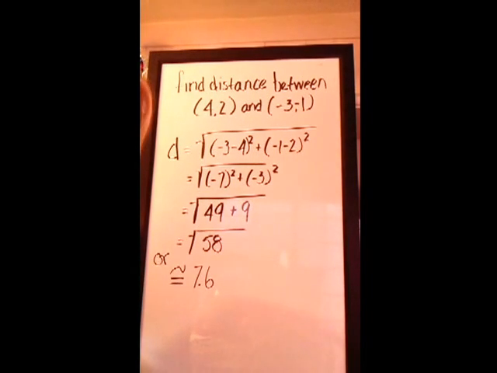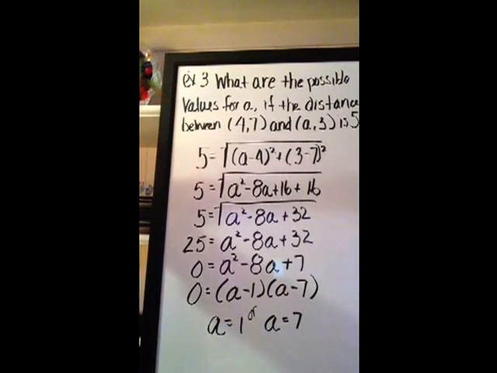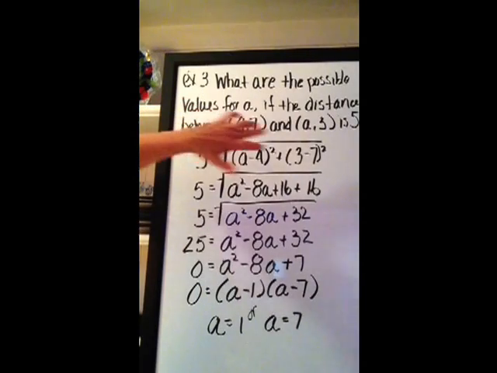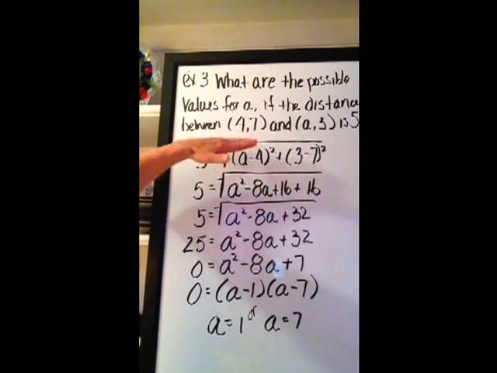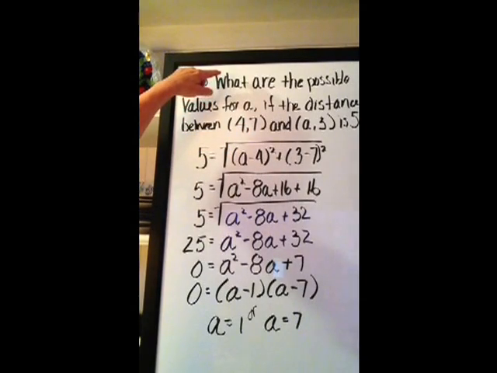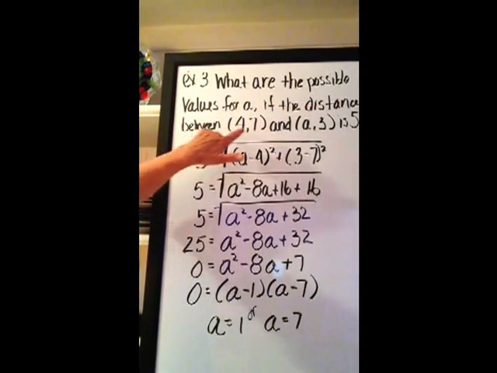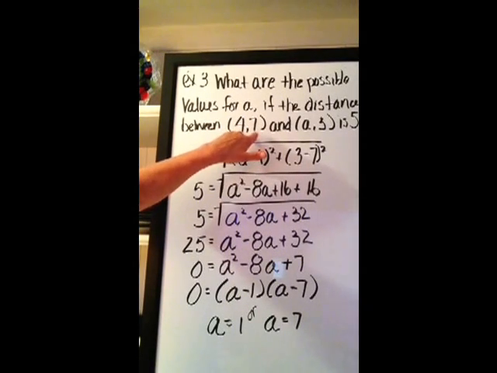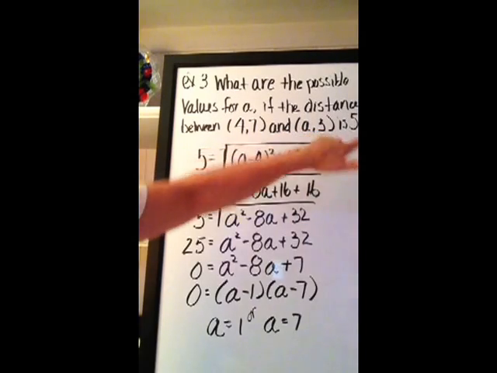Okay? That's problem number 1. Okay. So example number 3 on page 637 shows that we can also use the distance formula to find a missing coordinate if we know the distance between 2 points. So in this case, what are the possible values for A if the distance between this coordinate pair, 4, 7, and this one, A, 3, is 5.